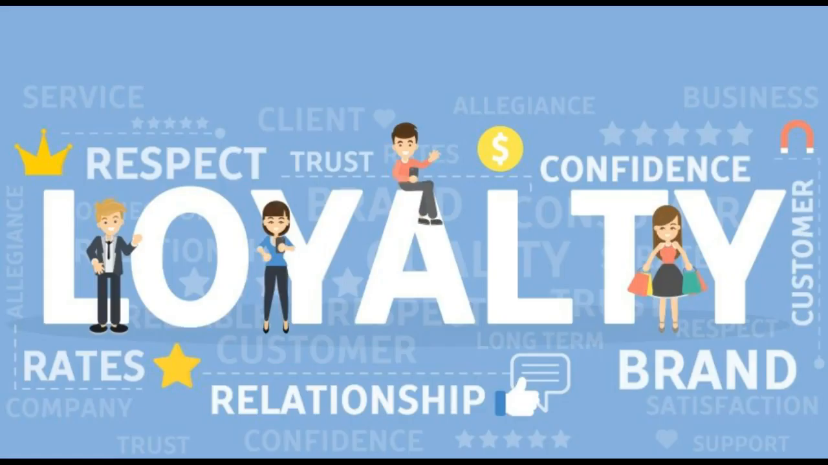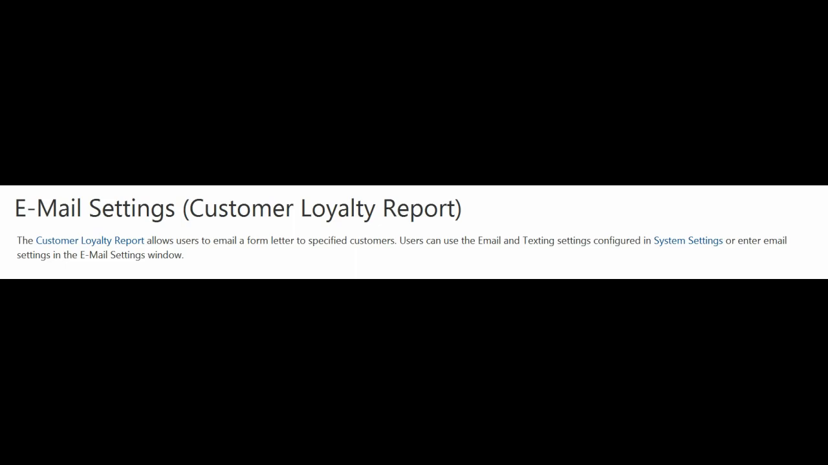To begin this process, we'll start by learning how to configure your email and texting options that relate to your customer loyalty program. The customer loyalty report, which we learned about in our previous video, allows users to email a form letter to specified customers. Users can use the email and texting settings configured in System Settings or enter email settings in the Email Settings window. In this video, we will learn how to configure our email settings via our System Settings.